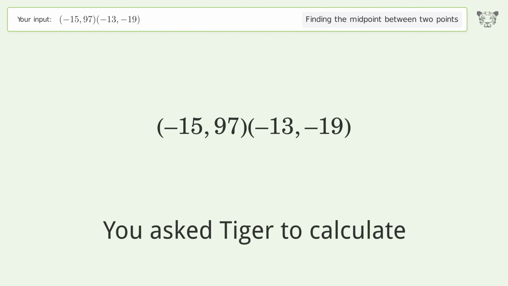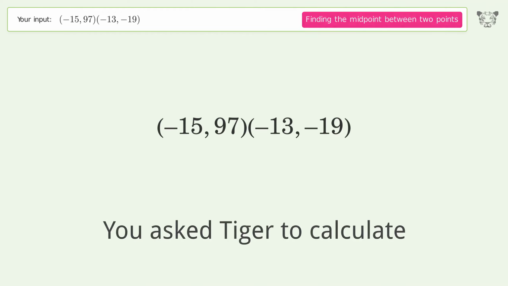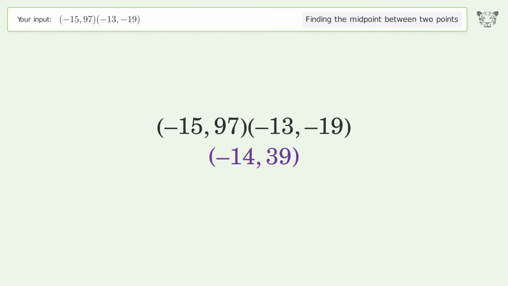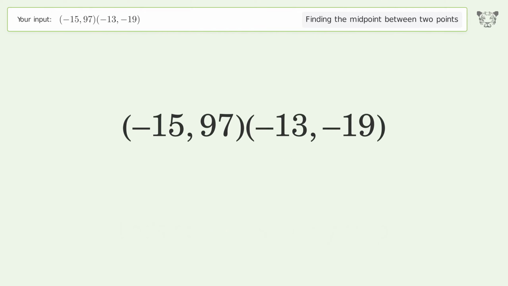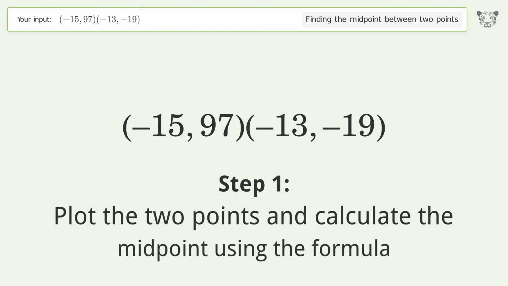You ask Tiger to calculate. This deals with finding the midpoint between 2 points. The midpoint between the 2 points is -14,39. Let's solve it step by step. Plot the 2 points and calculate the midpoint using the formula.